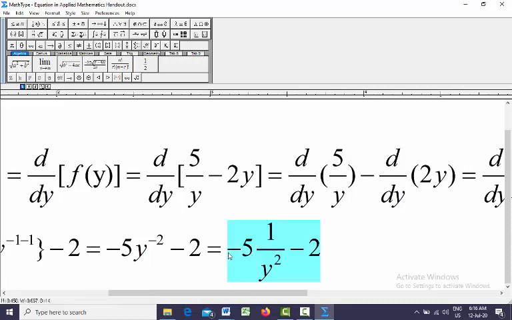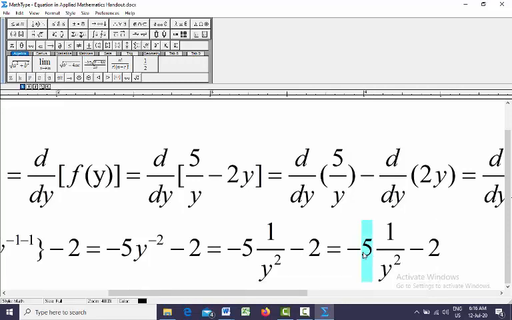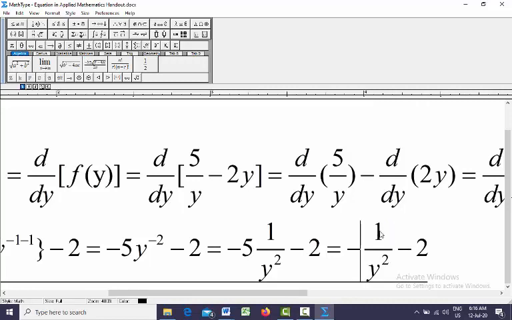Right, so we can simplify a little. That means that's the beautification of the problem. So here 5 multiplied by 1, we can write 5 there. So that's the answer. Right.